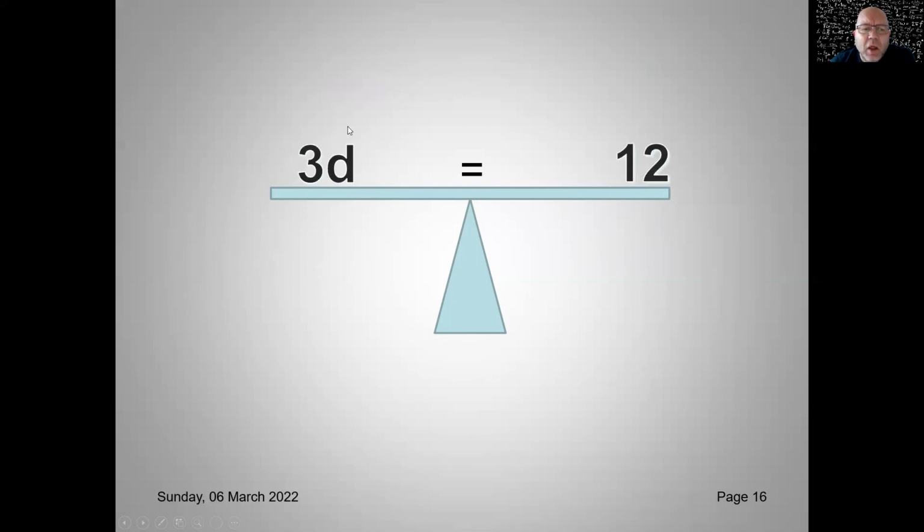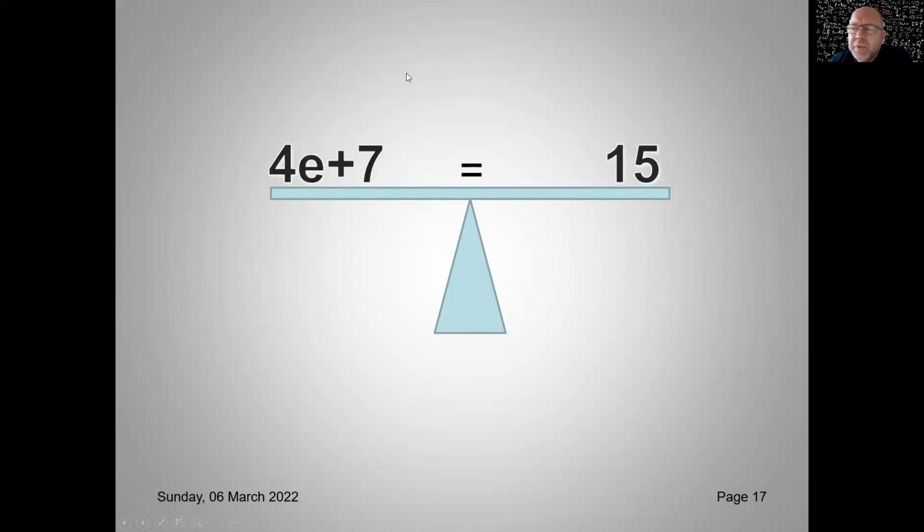Now, this time we've got 3 lots of d. I know it doesn't say times, but basically it's 3 times d. 3 lots of d is equal to 12. But again, I want d on its own. So to get d on its own, I just want 1d. So I'm going to divide by 3. Dividing 3 lots of d by 3 will leave d on its own, but I have to do exactly the same thing to this side. So 3d divided by 3 is d. 12 divided by 3 is 4. So d is equal to 4.